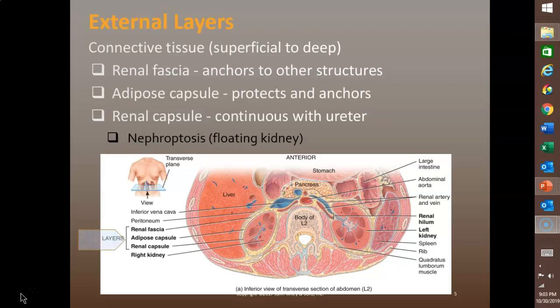It is pretty common. About 1 in 4 people have some degree of weakening of all those fibrous tissues that hold the kidney in place, but it's 10 times more common in females than males.